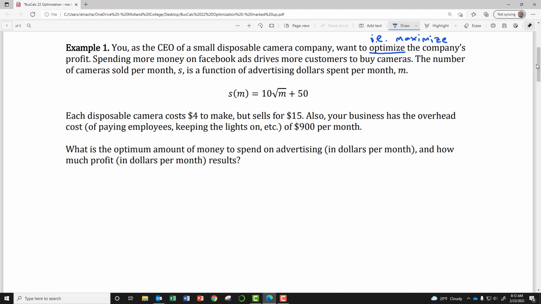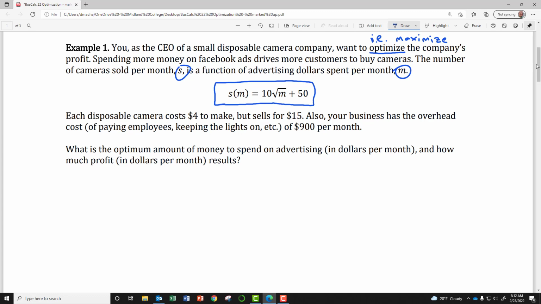Now, spending more money on Facebook ads drives more customers to buy your cameras. We're going to call lowercase s the number of cameras sold per month, and lowercase m is going to be the number of advertising dollars that you spend during the month. And we have this function that relates s and m, s being the number of cameras sold and m the advertising dollars, so we say s is a function of m. And that function is 10 times the square root of m plus 50.